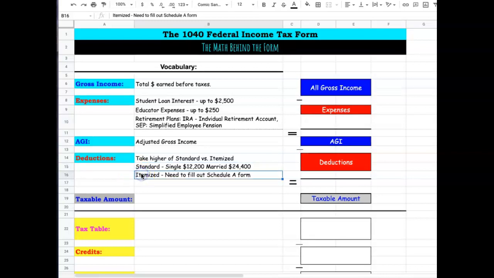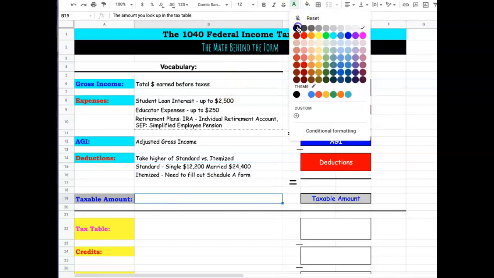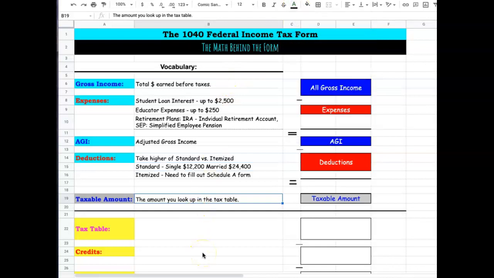But if you benefit more from this itemization route, you can do that instead of taking the standard one. But if it doesn't benefit you more, you would just take the standard one. Again, that's getting ahead of ourselves, but right now just understand that there are deductions that happen. And then we have the taxable amount, which is the amount you look up in the tax table. Excuse me, teacher, what is a tax table? Great question. I'm glad you asked.